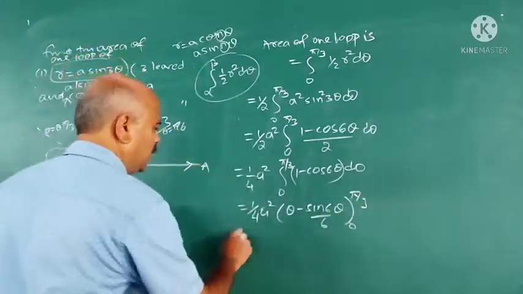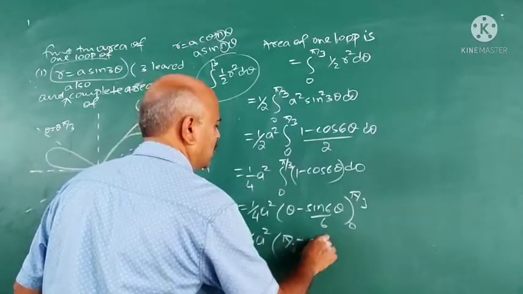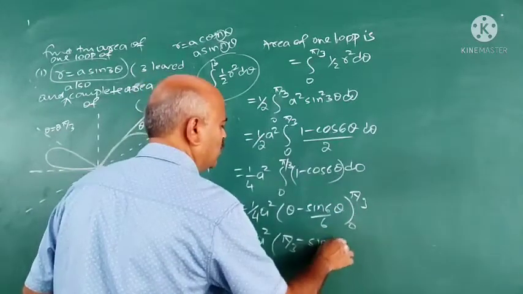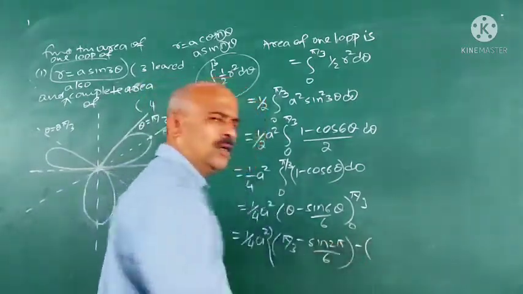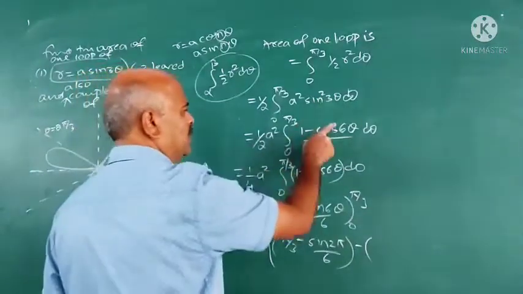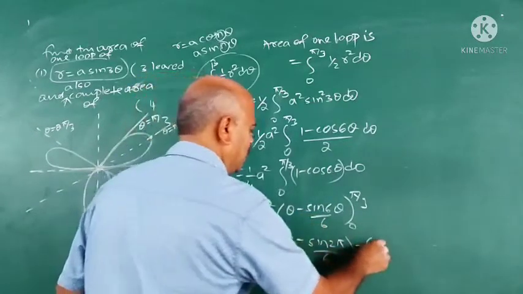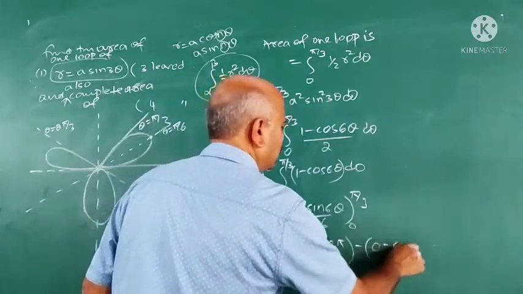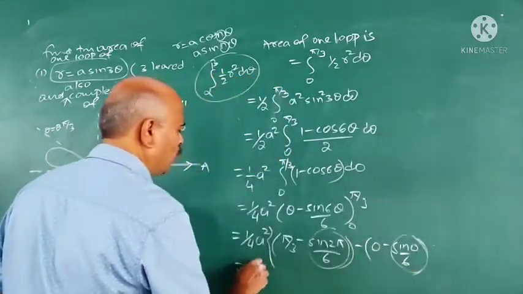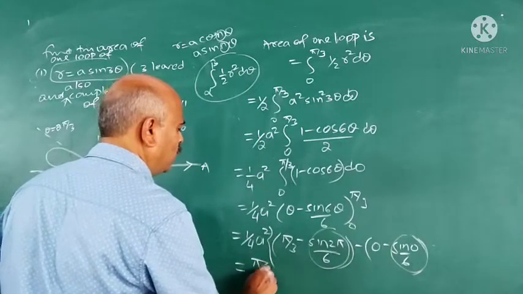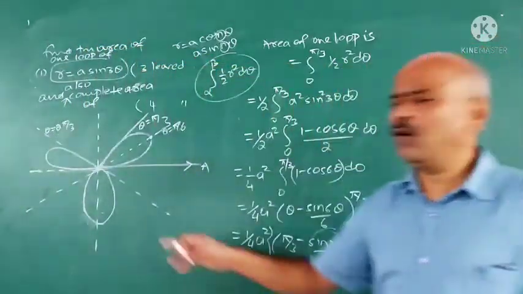Correct? Therefore 1/4 a² [π/3 minus sin(6 × π/3)/6, where 6 × π/3 is 2π] minus [0 minus sin 0/6]. But sin 2π is 0, sin 0 is also 0. So we have only π/12 a². This is the area of one loop of the curve.